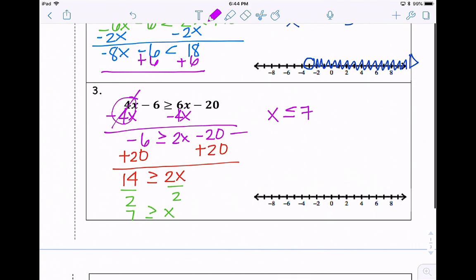So not sure that this would have been the best choice to move the -4x, but it's totally up to you. You should still get the same answer if you do it correctly. So x is less than or equal to 7. So we're going to go to 7. It's going to be a closed circle. And from there, we're going to shade less than. So everything less than 7 would be on the left side of 7.